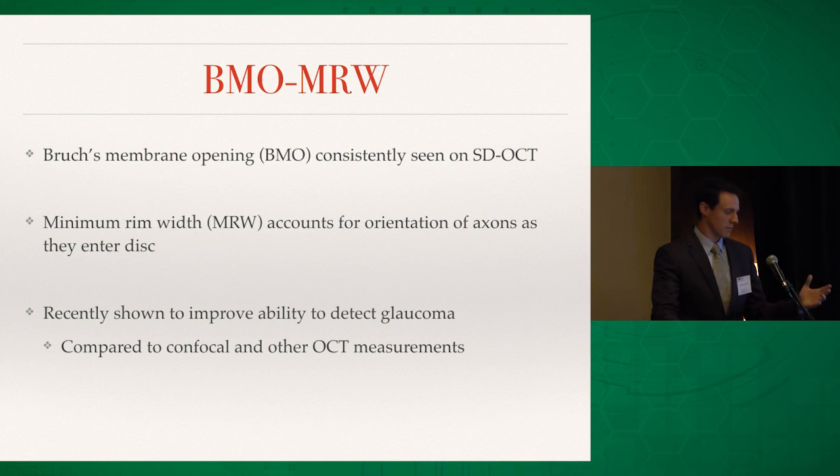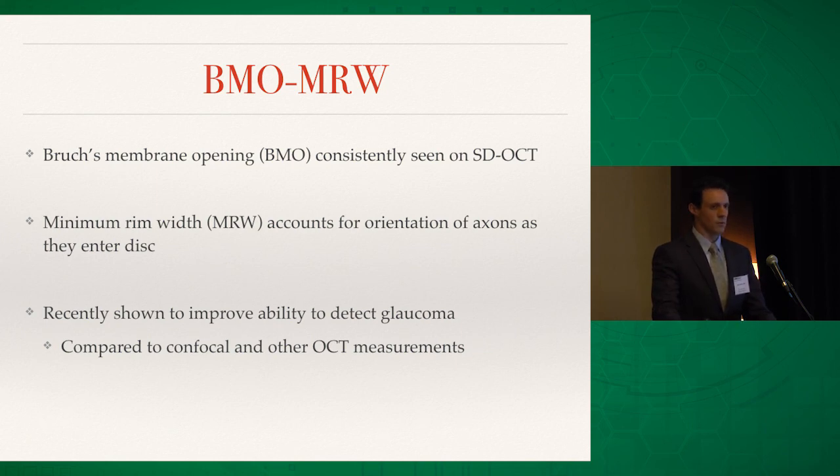So this recent parameter that's been discussed is BMO-MRW, and BMO stands for Bruch's membrane opening. The reason they like to use this is that it's a structure that's continuously and consistently seen on OCT around the entire optic nerve head. It's almost always easily identifiable on these OCT scans. And MRW stands for minimum rim width, which is just the minimum distance from the termination of Bruch's membrane to the ILM of the nerve fiber layer.